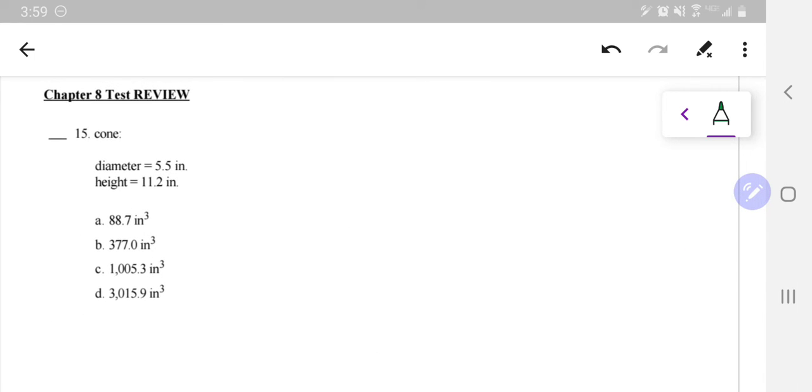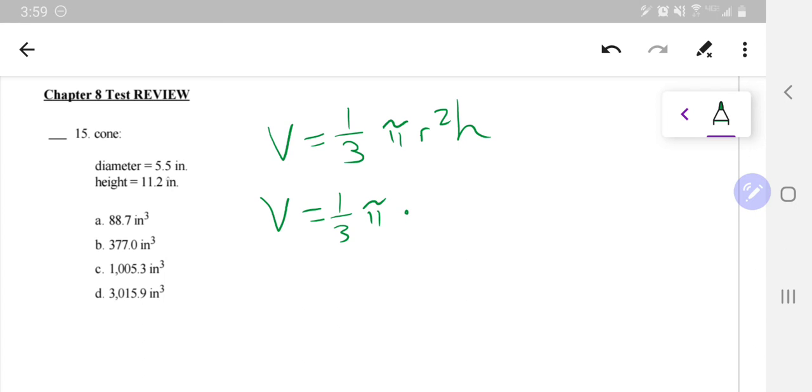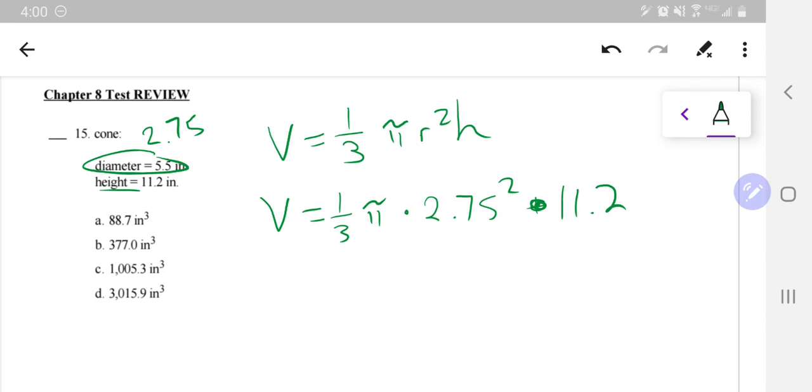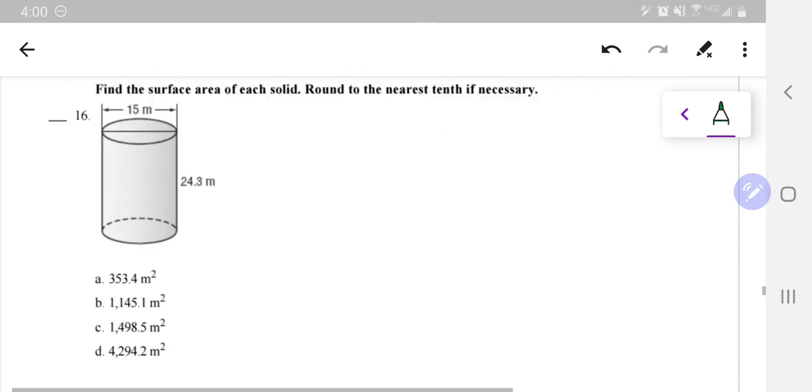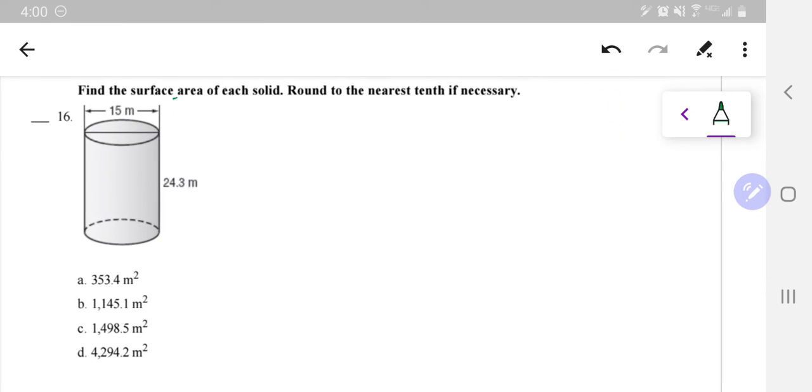Still finding volume of a cone. So volume of a cone is 1/3 pi r squared h. Volume equals 1/3 times pi times, it gives us a diameter. We've got to divide it by 2 and get 2.75. So that's 2.75 squared, oops, not plus, but times 11.2, which is the height. And when we do that math, we get 88.7 inches cubed. There we go.